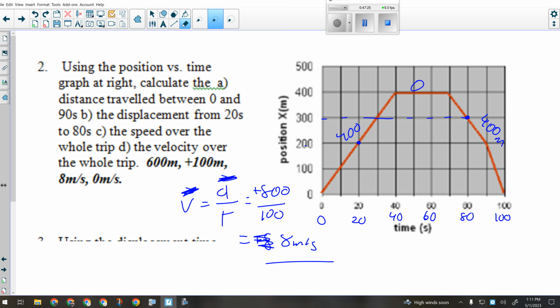Okay. Those are really not much different than what I would ask you on a quiz, or a test. Here's a graph. Interpret some stuff. And I might ask just very simply, what's happening between 0 and 40 seconds? What's that object doing between 0 and 40 seconds? Going up 400 meters. Going forward 400 meters at a constant velocity.